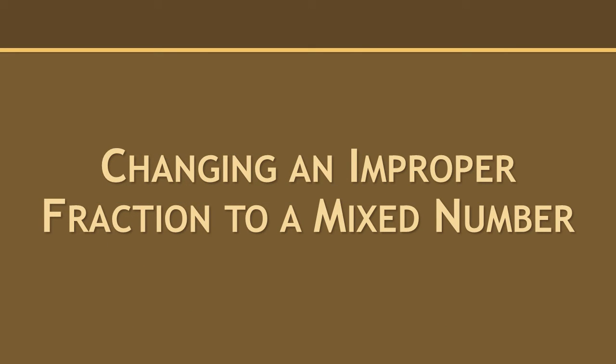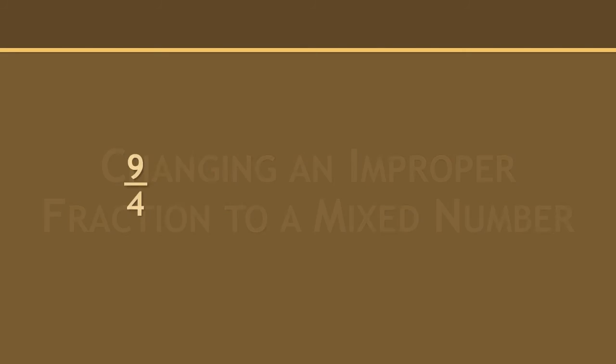Okay, now we're going to talk specifically about how we change an improper fraction to a mixed number. So let's look at this improper fraction of 9/4. Now, how are we going to change that into a mixed number? Well, it's actually pretty easy. You are just going to divide the denominator into the numerator. So you're going to divide 4 into 9.